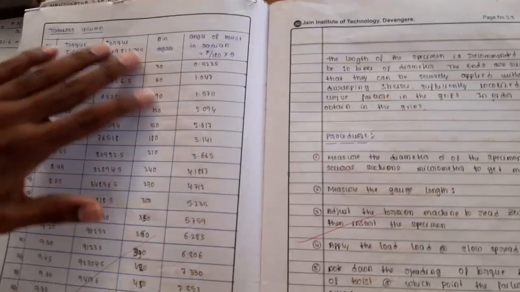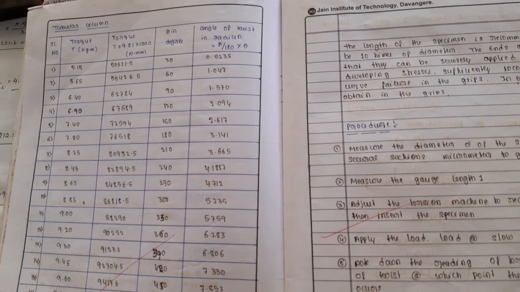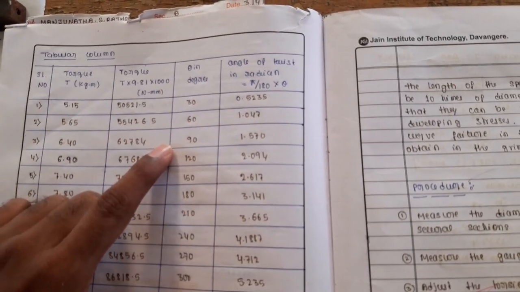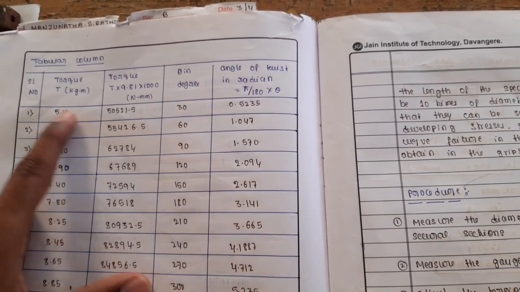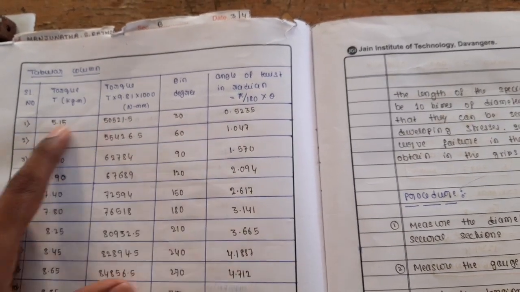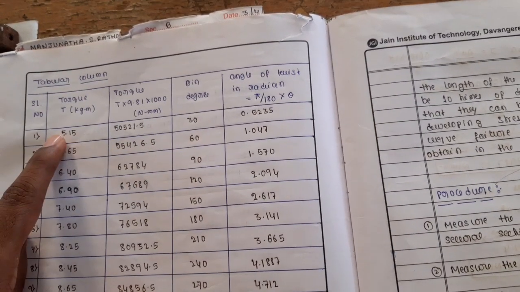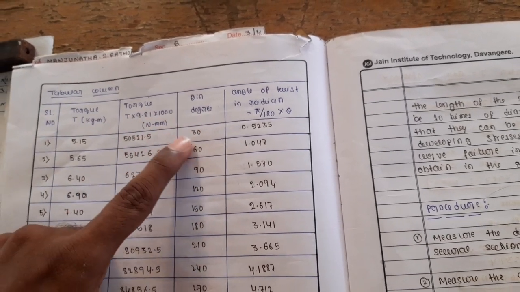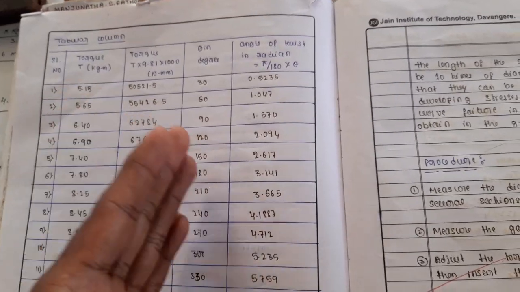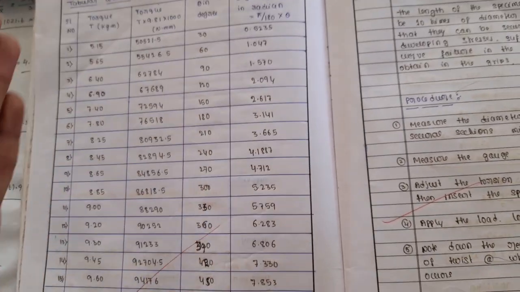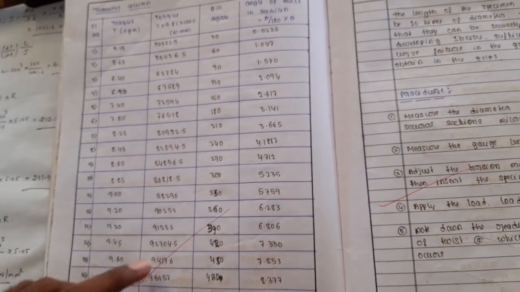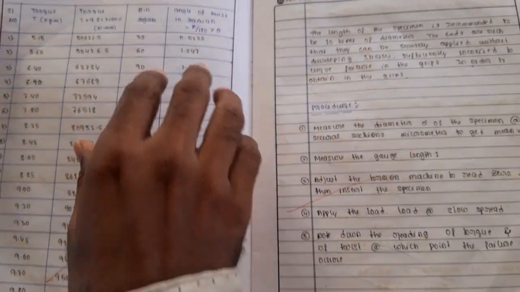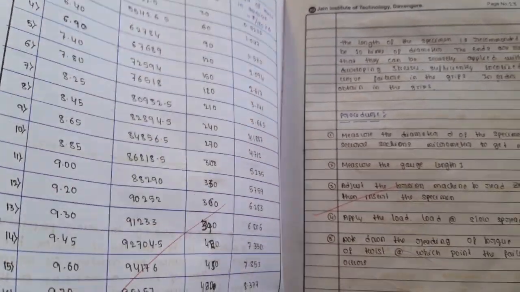So these are the experimental results that we got from the experiment: the torque and the angle of twist. For 0 angle, torque is 0, and for 30 degrees the torque is 5.15, which we have to convert to Newton millimeter by multiplying by 9.81. For 60, 90, 120 we have to note the corresponding torque readings and convert them to Newton millimeter. Finally, the angle is converted into radians. And with respect to this data, we have to draw the graph.